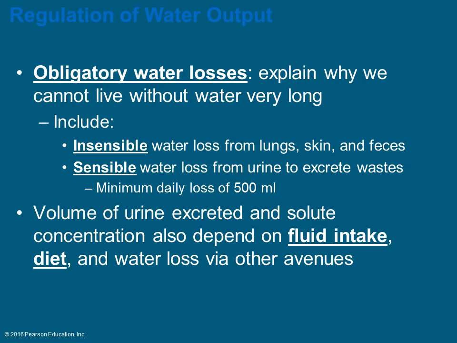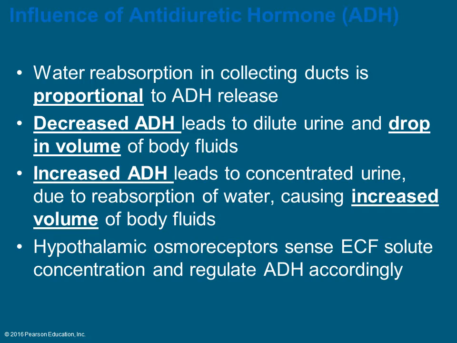There is some water loss that you can't shut down. It's going to happen no matter what, which is why you can't live very long without water. Some of that is insensible water loss that occurs via respiration, through the skin, through the feces. And then you also are going to be losing water from the urine. The volume of urine that's excreted is going to be regulated and dependent on how much fluid intake you have. The concentration of that urine is going to be dependent on the fluid intake, the solutes, your diet. Are you losing water elsewhere? So all of this is tightly regulated and controlled.